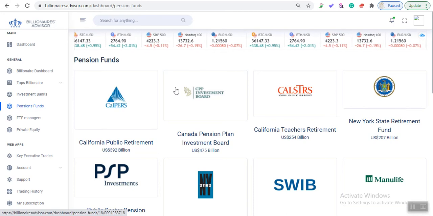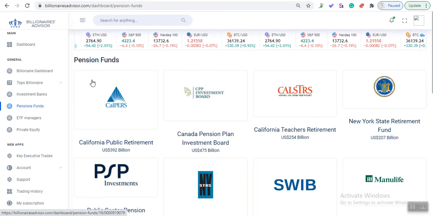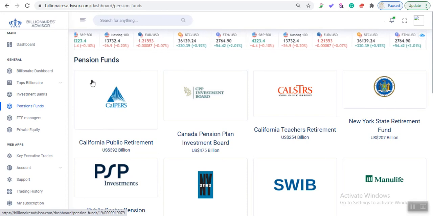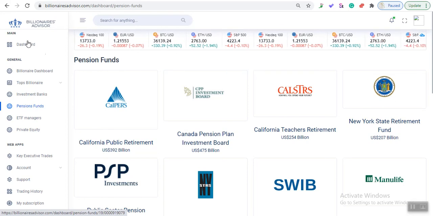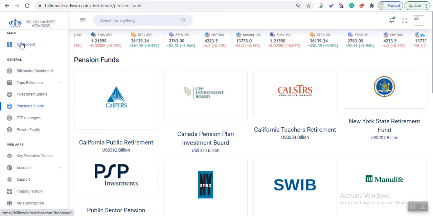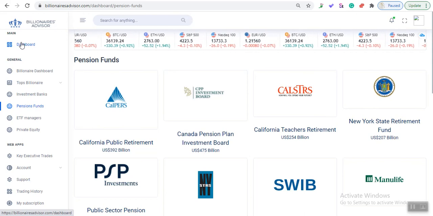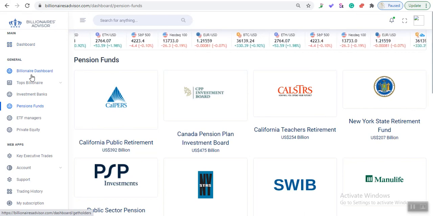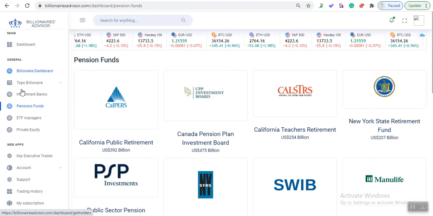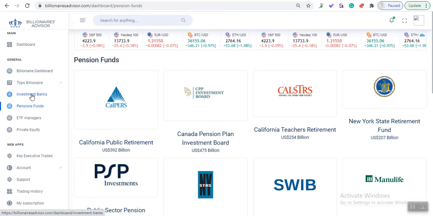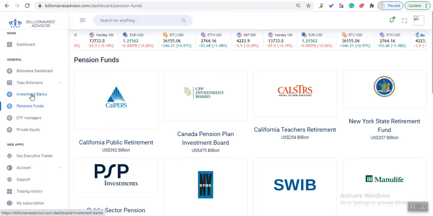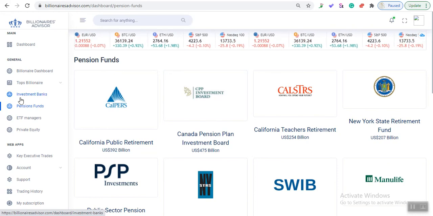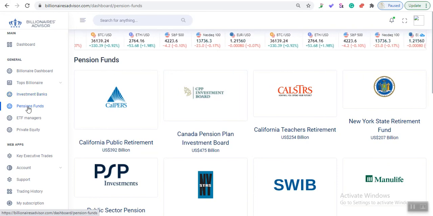Welcome. So we've successfully highlighted how to register on the Billionaires Advisor platform, how to view your portfolio on the Billionaires Advisor platform, how to view the billionaires themselves and trade alongside them, how to view inside the investment bank's portfolio and trade beside them, and we're now in the pension fund category.